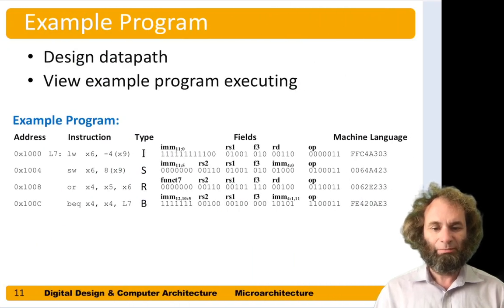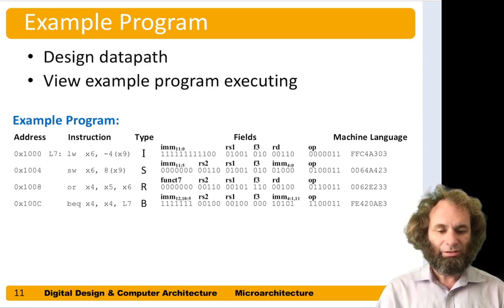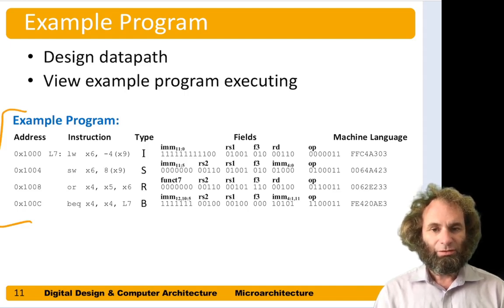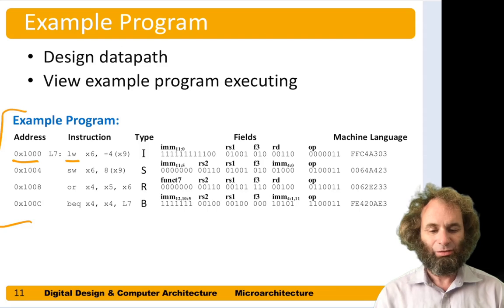So let's begin by designing the data path, and as we're doing it, we're going to build up the capability to handle various instructions. So imagine the following program that we'll use as an example to visualize what's taking place in the data path. This program, let's say, starts at address 1000 in memory, and it begins with a load word. So load x6 from some offset relative to x9. This is an I-type instruction for load word.